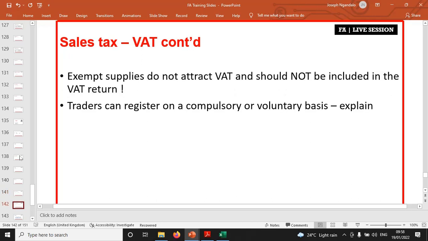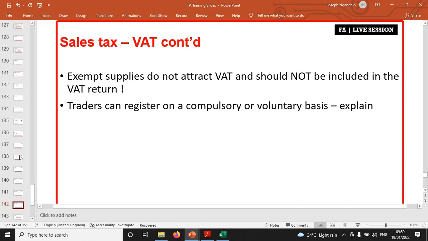There is what we call exempt what? Exempt supplies. These do not attract VAT and should not be included in the what? In the return. You know, ZRA tells you what? Before you pay us, show us how you are arriving at the amount that you are paying. Do you understand that? So what's the difference therefore? And you're going to learn this in tax. What's the difference between zero-rated supplies and exempt supplies?